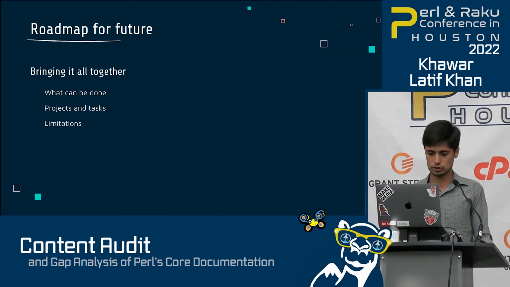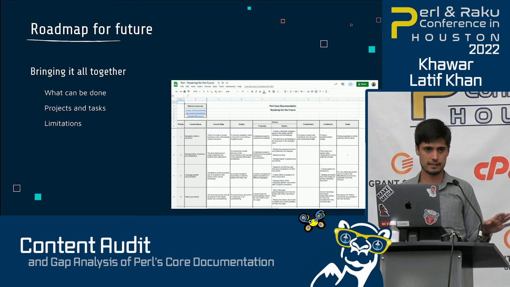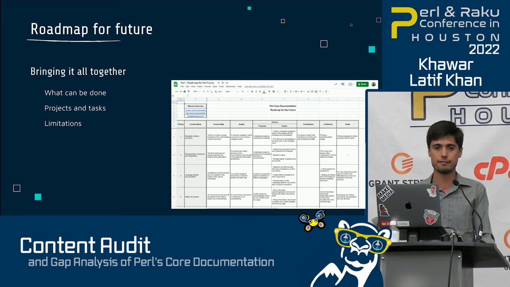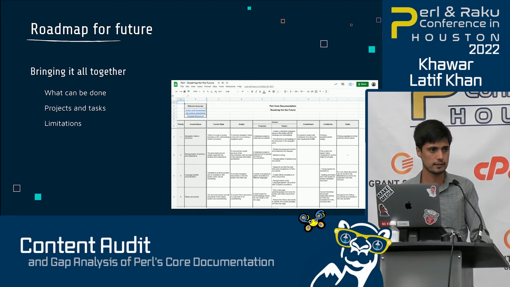And the last one, the idea here was to create a roadmap for the future, not to just leave things as some of the issues that we've identified, but also create a plan for the future. And this is where we divided tasks into different projects and tasks themselves and identified some of the limitations that were there. Talking to the Perl community was super helpful there. And we also brought in the feedback from the users here.